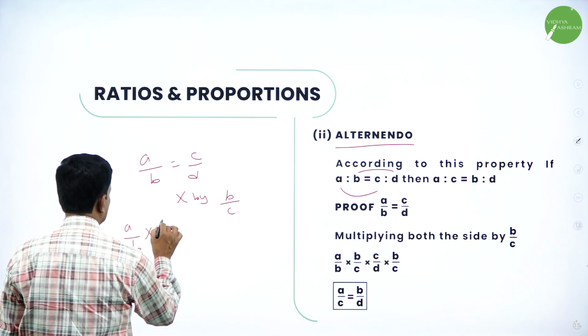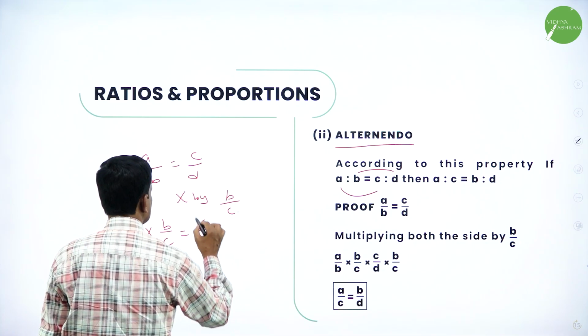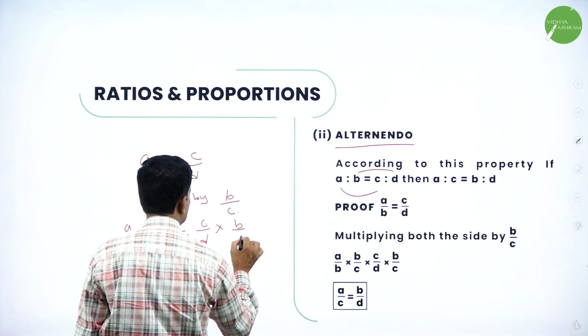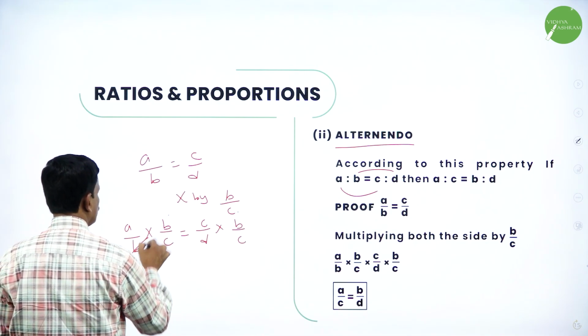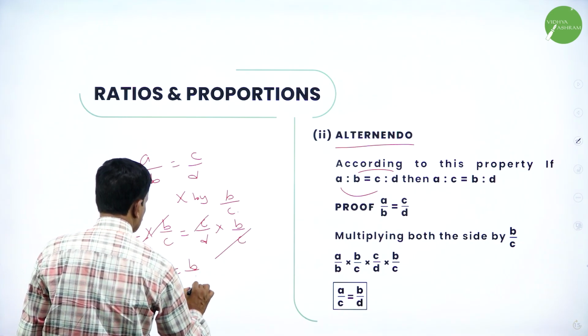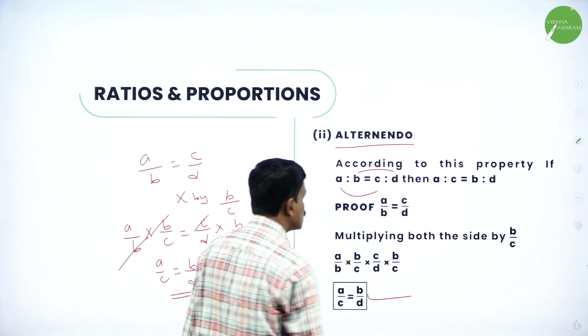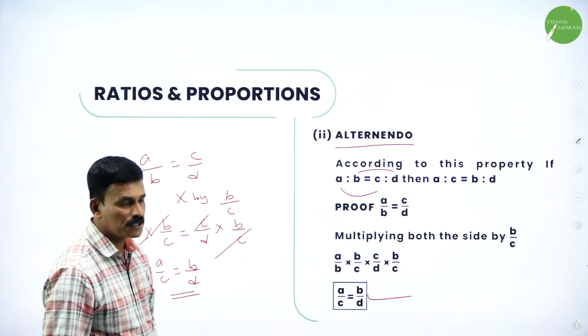A by B into B by C is equal to C by D into B by C. What happens? B and B get cancelled, C and C get cancelled. A by C is equal to B by D. That is called alternendo, right?